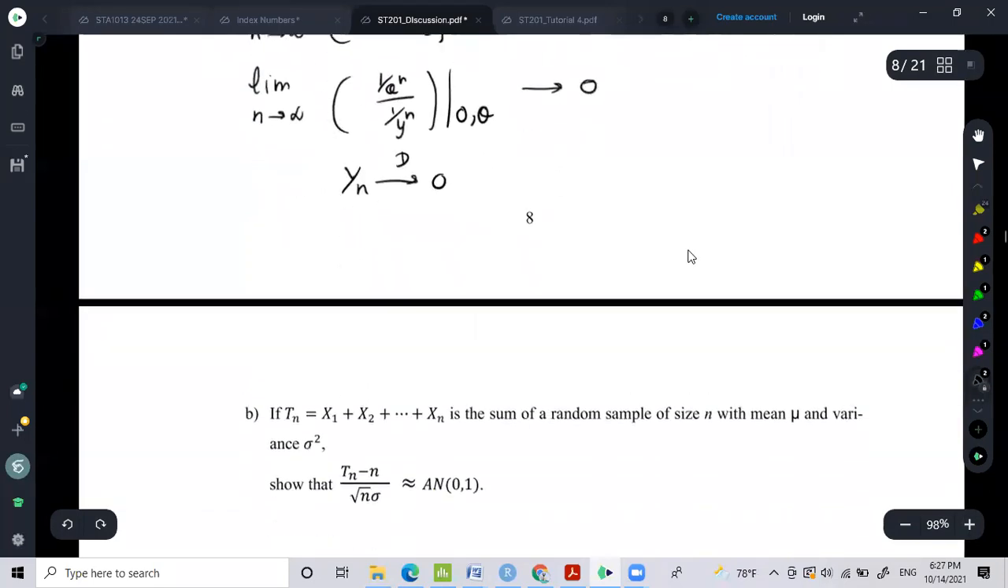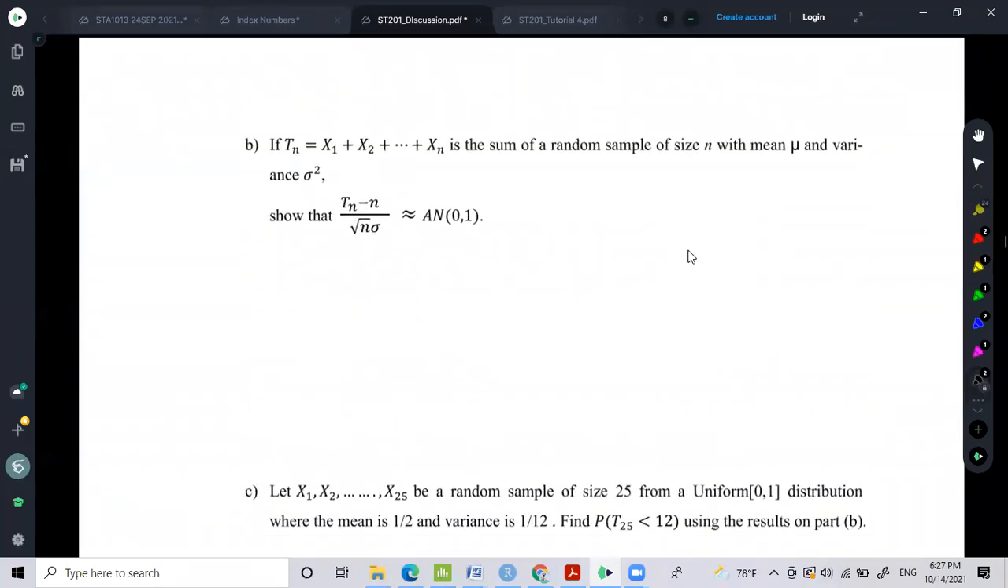Okay, so the next part. Now you have the sum of the sequence, Tn. I mentioned that last time also: when you have Tn or Sn, that is the sum, x1 plus x2 up to xn. It is the sum of a random sample of size n with mean mu and variance sigma square. So you know that it is from a random sample, and the mean is mu and the variance is sigma square.